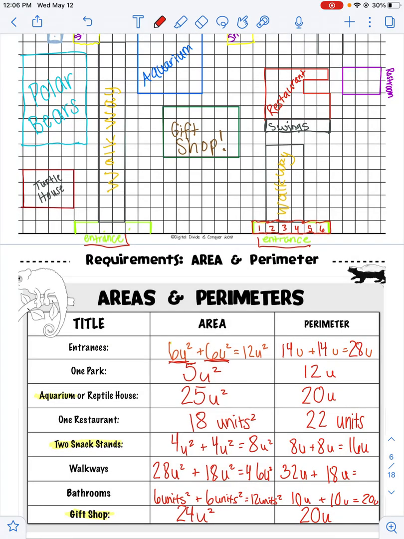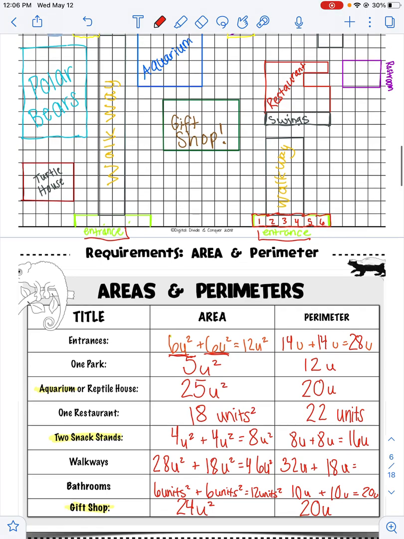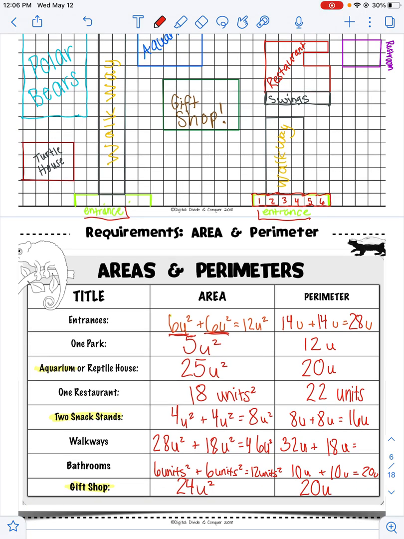Boys and girls, we are finishing up our zoo area and perimeter project today. You should have 3 or 4 more items to put on your zoo blueprints. So my last 3 were aquarium, 2 snack stands, and a gift shop.